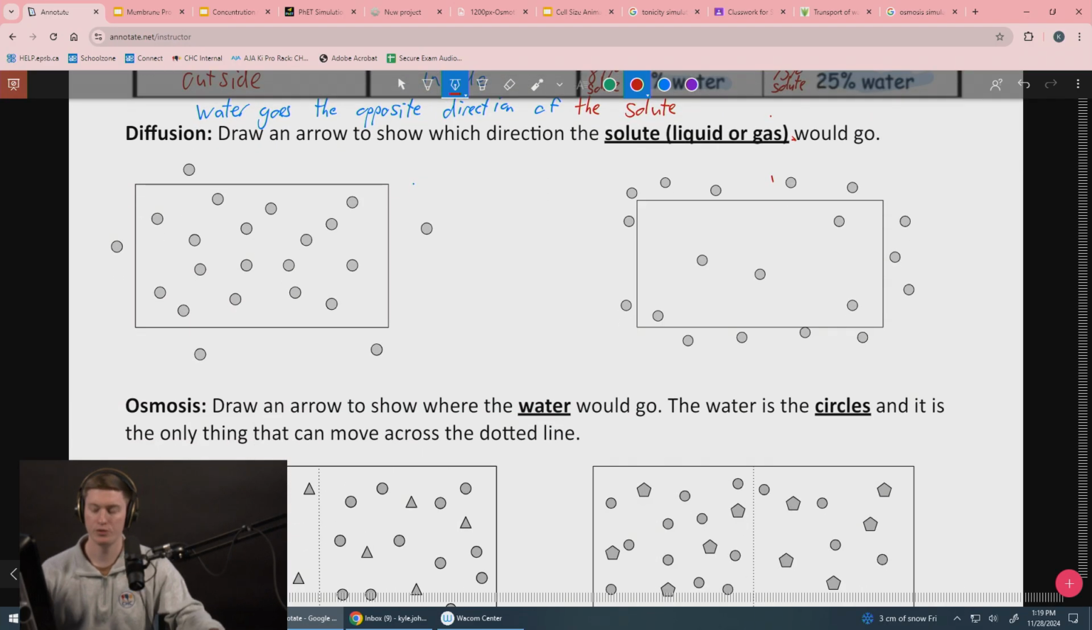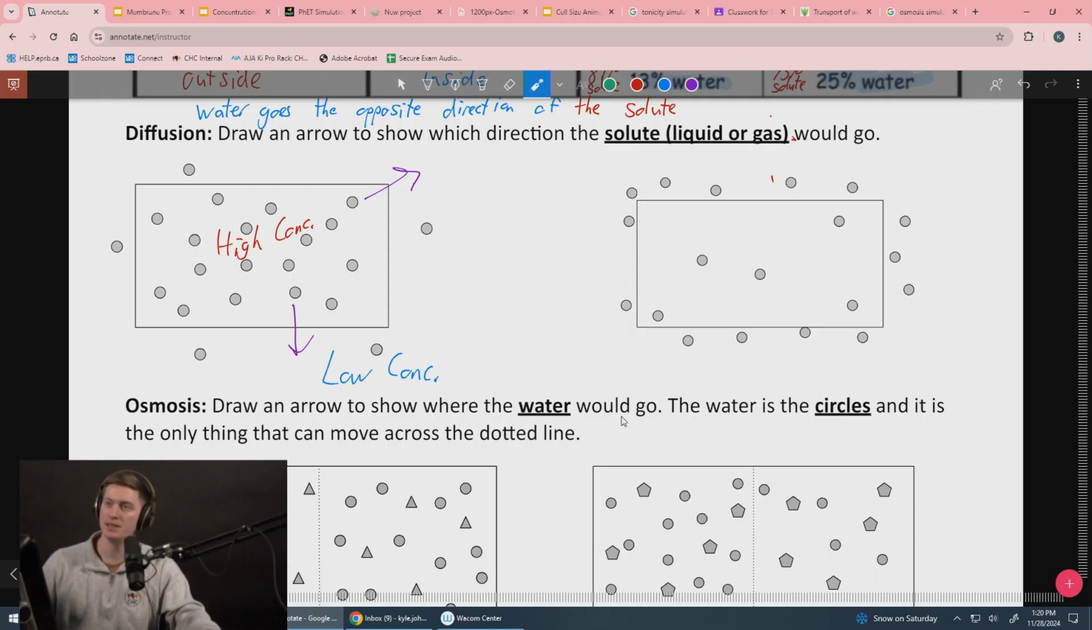Okay, a little bit of a review. Diffusion. If you take a look here, these are our particles. We've got a higher concentration inside the cell than outside the cell. So we're going to go from the high concentration to the low concentration. The solute is going to leave the cell. We've got a higher concentration inside, and a low concentration outside.